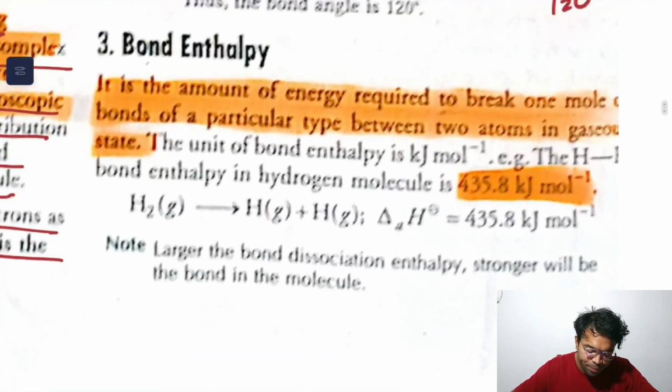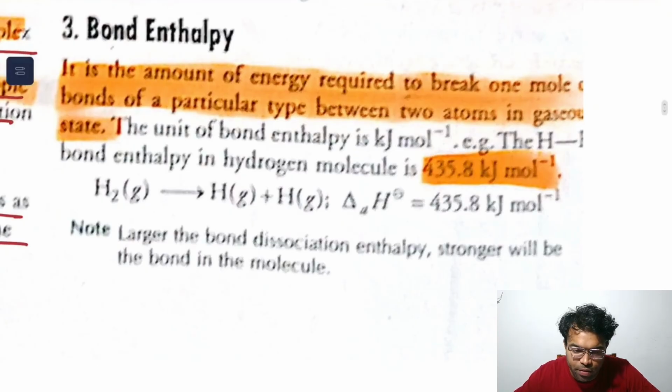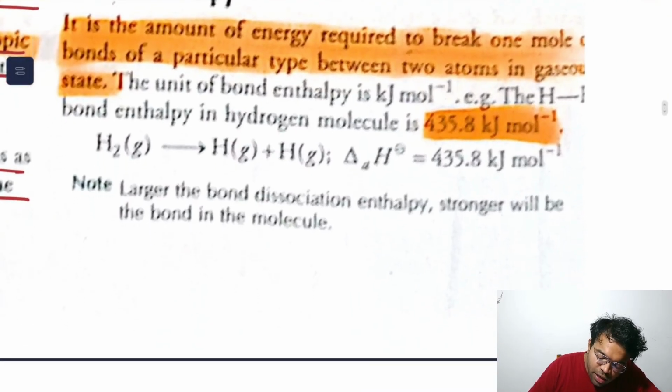Let's move on. Okay. Bond enthalpy. The amount of energy required to break a bond. Breaking 1 mole of bonds of a particular type between two atoms in a gaseous state is called its bond enthalpy. Okay. You are going to break 6.022 into 10 raised power 23 bonds in a molecule. You get the bond enthalpy. It is the amount of energy required.